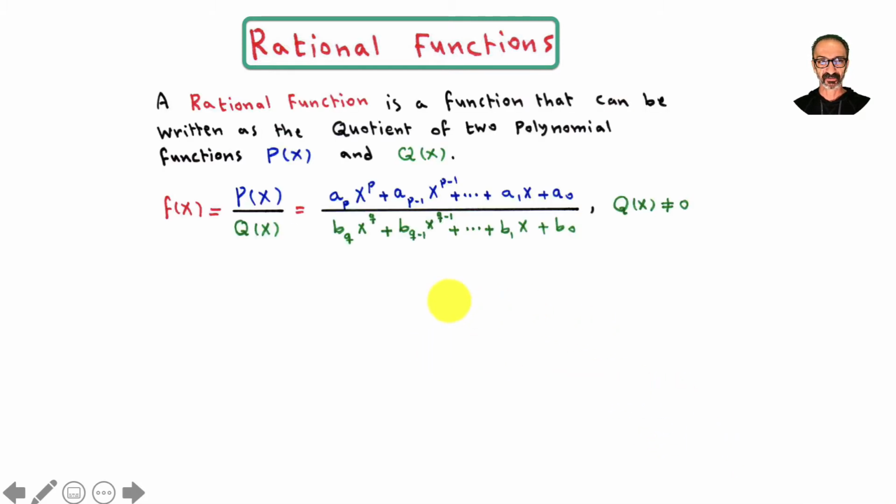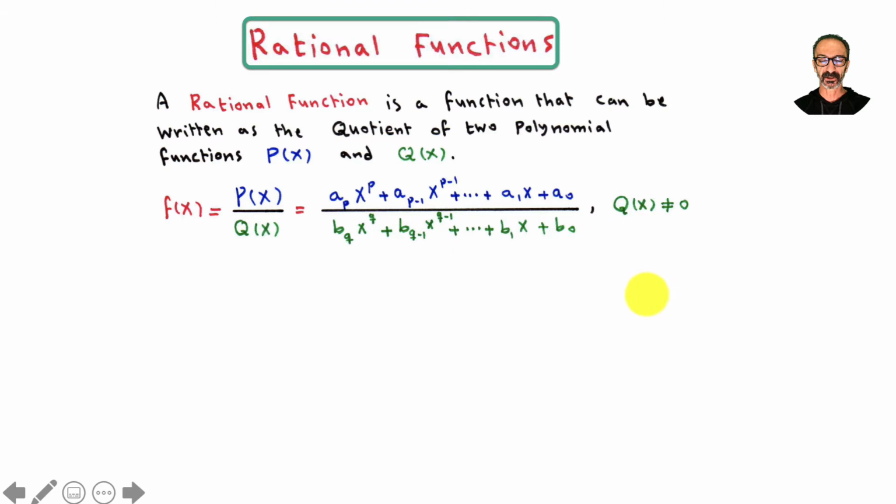This is the formal definition. A rational function is a function that can be written as the quotient of two polynomials, p of x and q of x. Of course, we don't want the denominator to be 0.